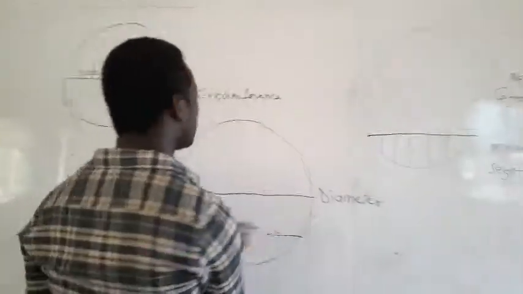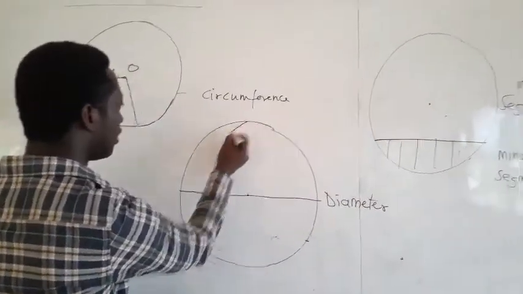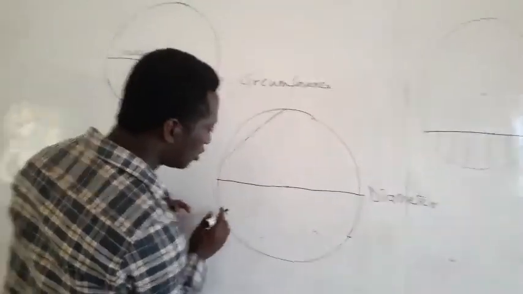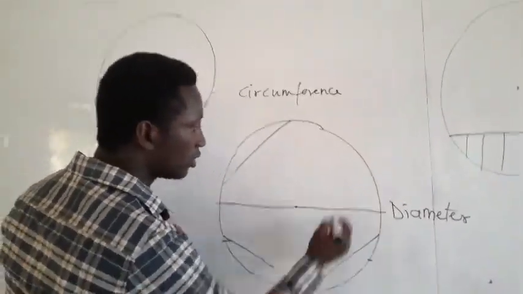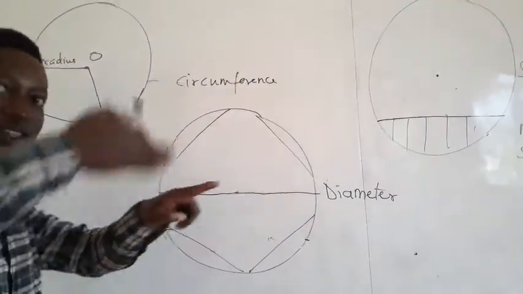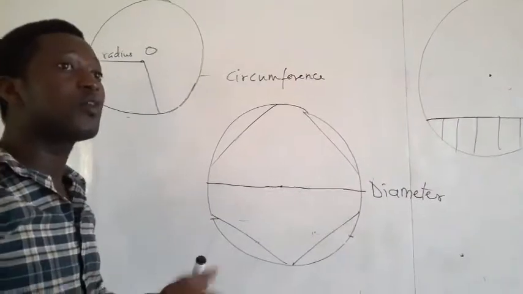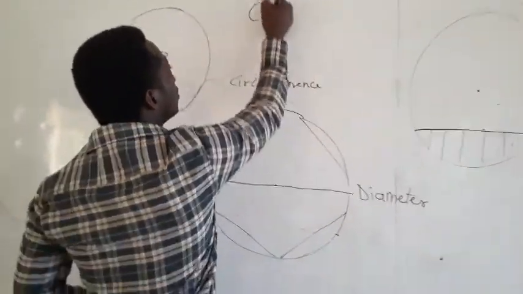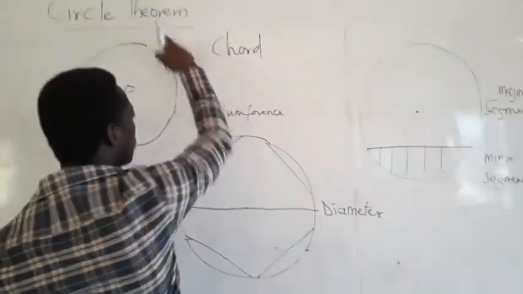So this is a chord. You can have a chord here. This is a chord because we divide the circle into 2 parts. This can be a chord. This can be a chord. This can be a chord. But for a diameter, it should pass through the center. Then again, you should be able to divide a circle into 2 equal parts, right? So we make use of chord a lot here in this topic.